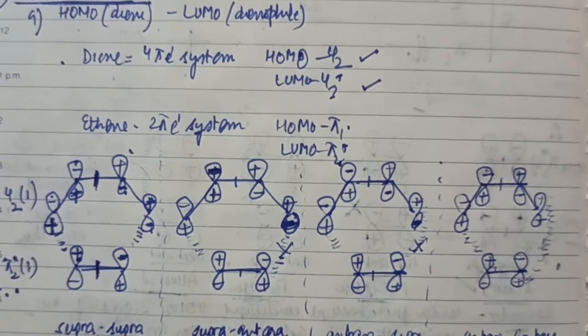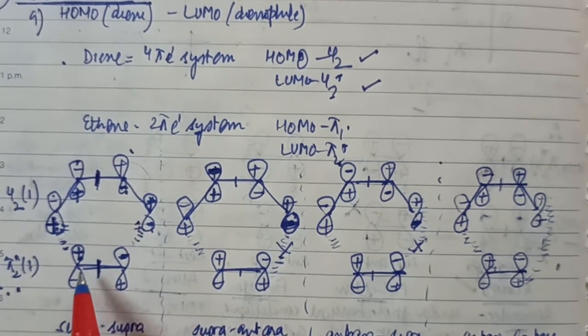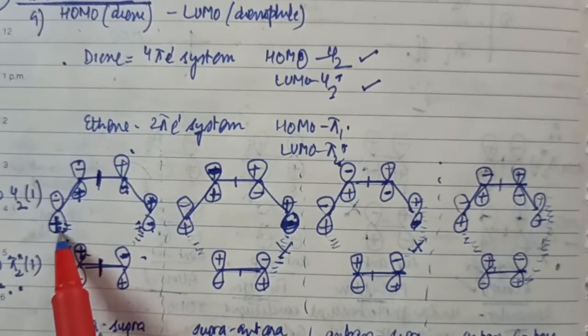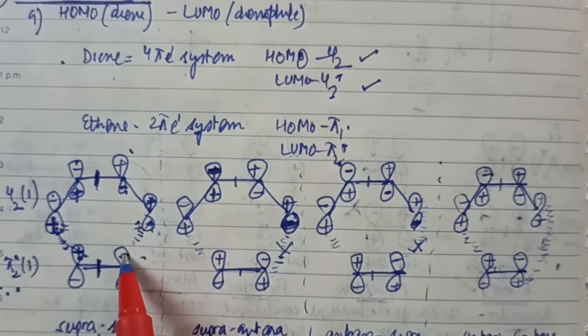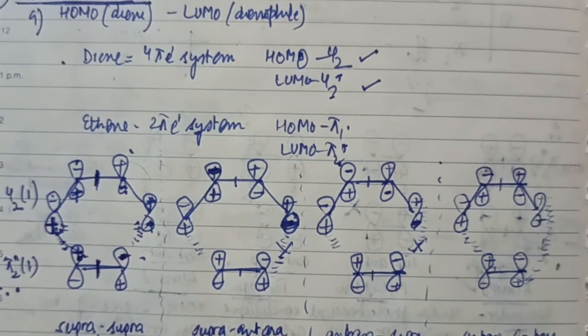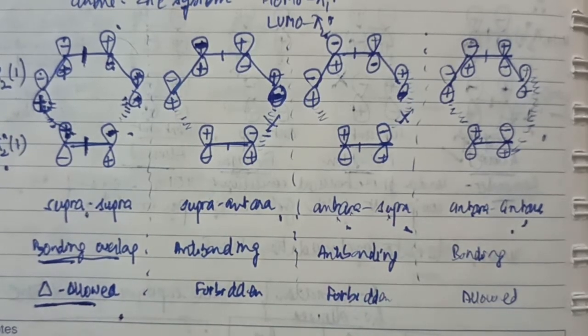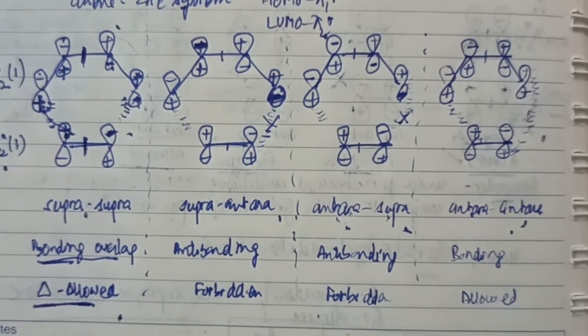Same. Okay. Let's check the supra-supra interaction first. Supra on this component, same lobes adding. Supra on the second component, same lobes adding. This interacts with this, bonding overlap. This interacts with positive, bonding overlap. Negative interacts with negative, bonding overlap. Since we have bonding overlap, this process is thermally allowed.